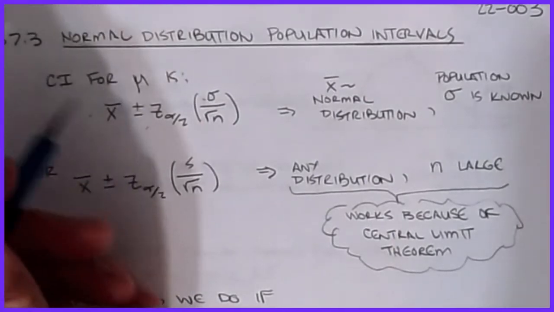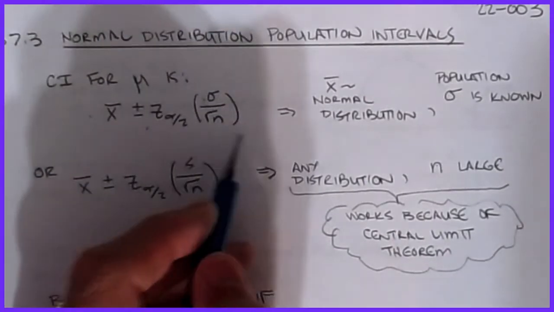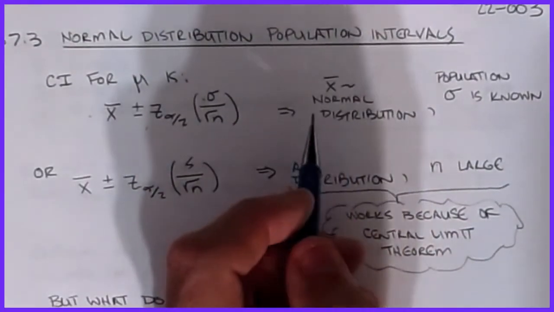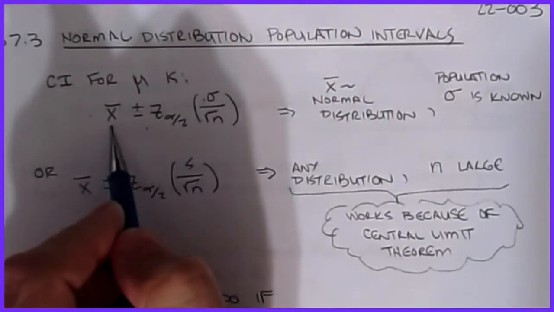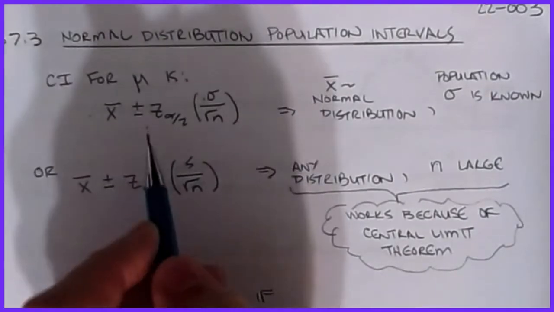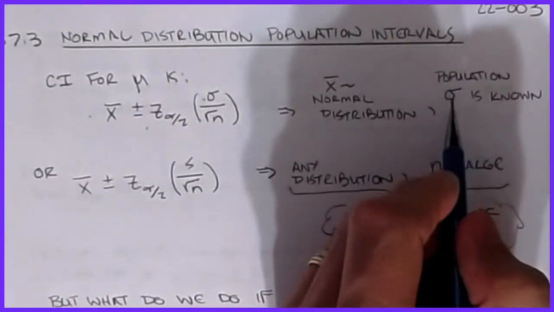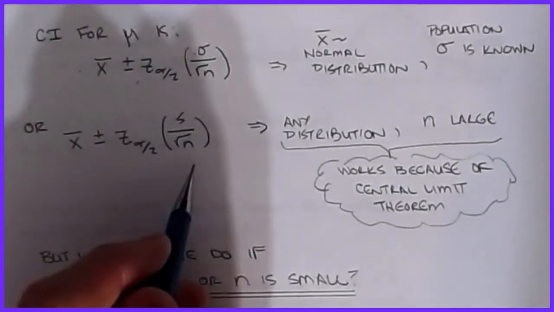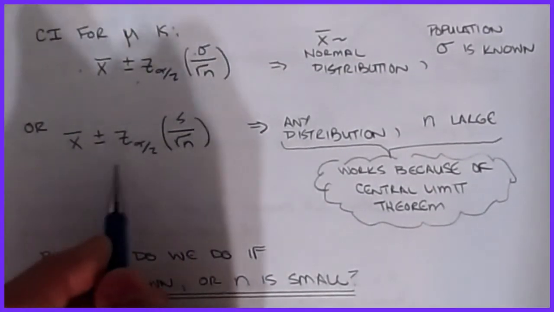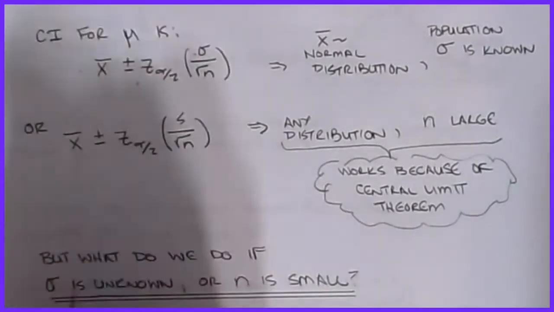The requirements to use this formula, if you recall from our last video, were that x bar is normally distributed, and again, the central limit theorem bails us out of that, basically meaning n is large, and population sigma is known. Or we can look at the one that we just created, which is now x bar plus or minus z alpha over 2 times s over the square root of n.